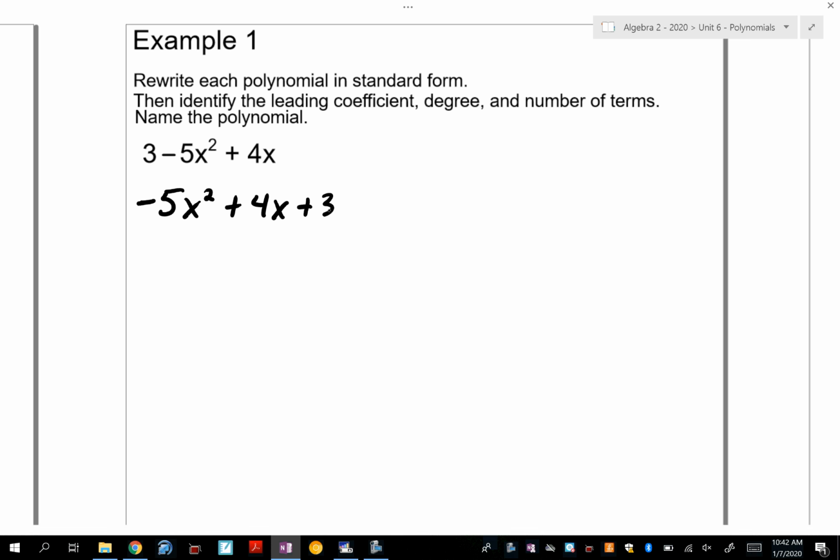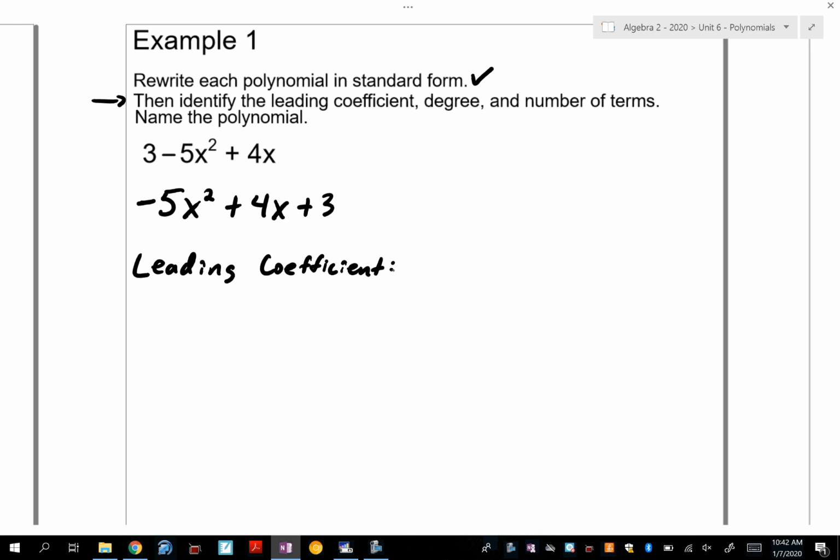Now, when it asks you to do all of these things, identify the leading coefficient, the degree, and the number of terms, and then name it, the first thing you've got to do is put it in standard form. So we've already done that. Standard form, check that off. Okay, so let's do the leading coefficient. Dominic, what's the leading coefficient of this polynomial?